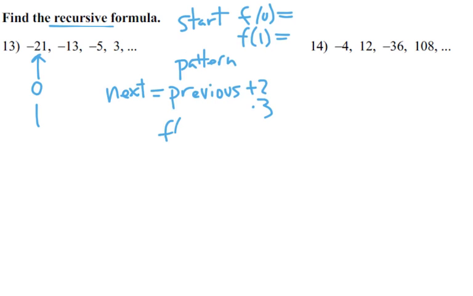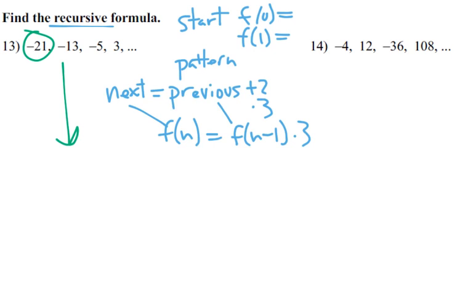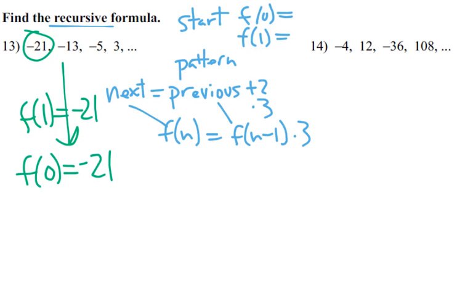We write that as f of n for next equals the previous f of n minus 1 and then the plus 2, or the times 3. Okay, so that's what we're dealing with here. So let's take a look at this one. So we start with negative 21. So I write f of 0 equals negative 21. If you wrote f of 1 equals negative 21, that works as well. Either one works. It depends on how you think of that first number. So both of those would work.